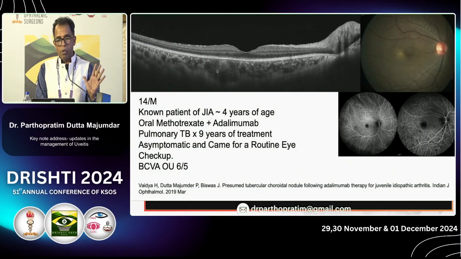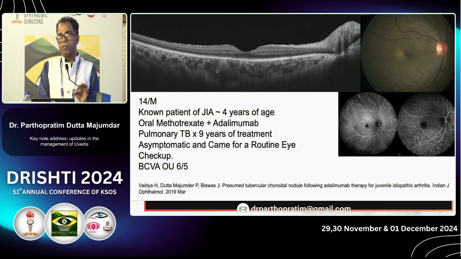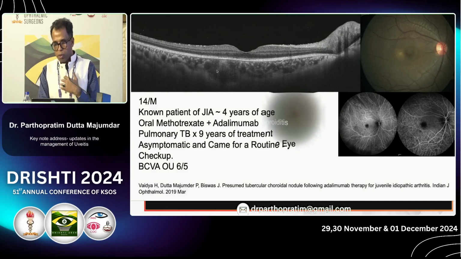This is a patient of JIA diagnosed at 4 years of age, and the patient was treated with oral methotrexate and adalimumab for a long time, and developed pulmonary TB after 9 years of treatment with adalimumab. So sometimes it can happen, but it is treatable. The child was successfully treated with ATT, but the patient also developed some choroidal nodules, which were due to the tuberculosis only, and this was also treated.